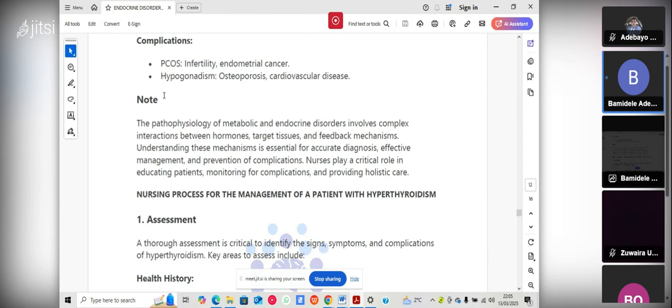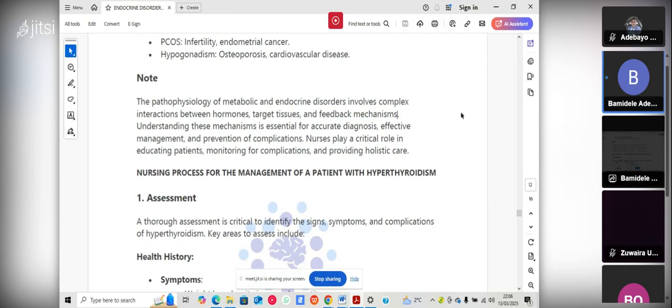So, just to note, the pathophysiology of metabolic and endocrine disorders involves complex interaction between the hormones, target tissues, and the feedback mechanism. Like I said, we talked about the feedback mechanism. In all of this pathophysiology, when something is evident, that means there's a malfunction in one of three places. Either the hormones are malfunctioning, becoming insensitive or resistant, or the target tissues are not responding to the hormones, or the feedback mechanism is not working properly. So it's one of these three that is causing it.